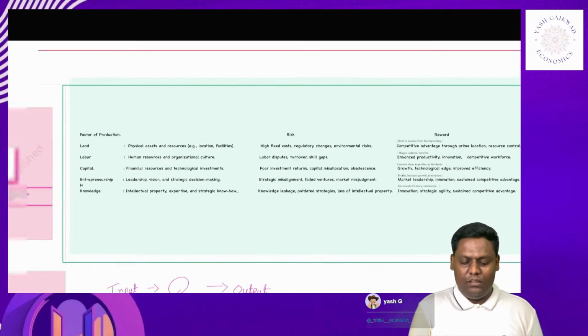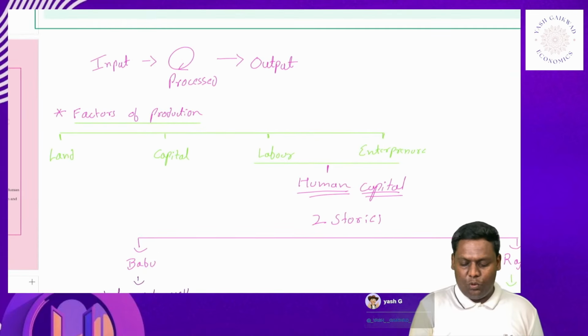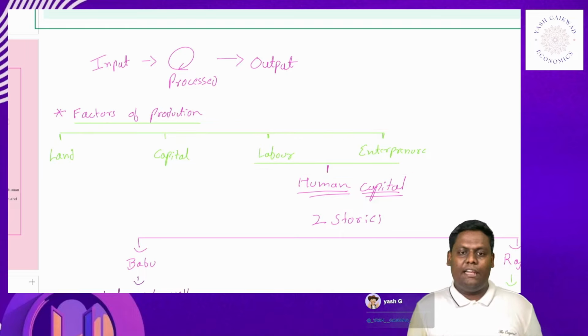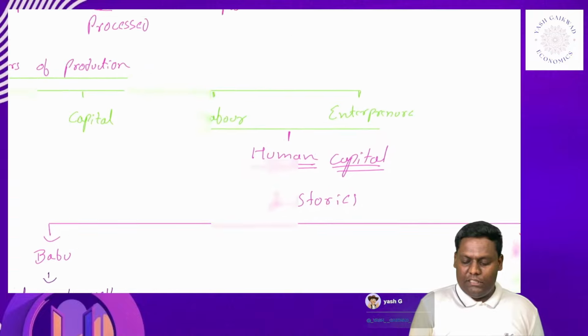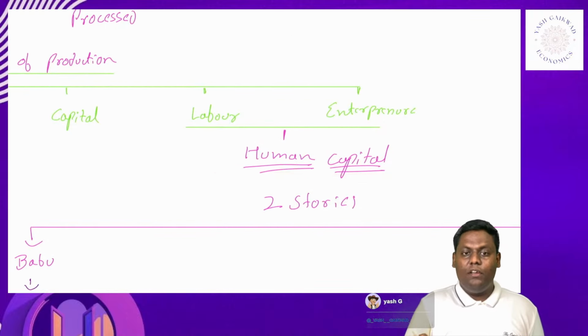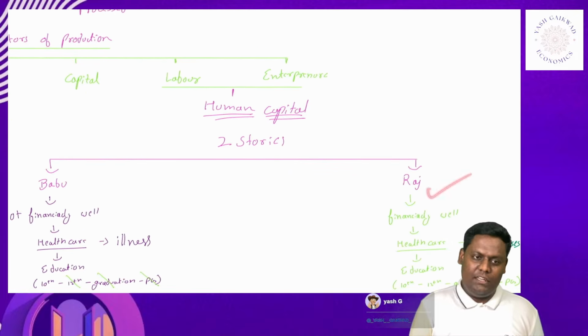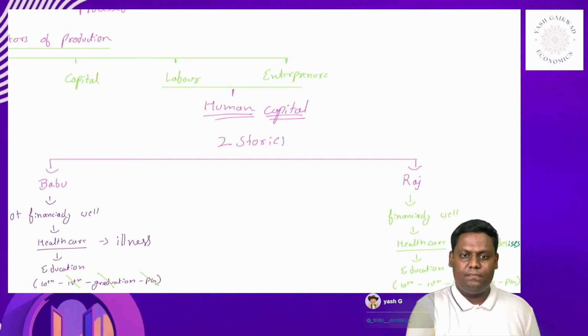Now, what was the need to look at the factors of production? If you look at our four primary factors, you'll find that two, labor and entrepreneur, are nothing but human beings. This is what we term as human capital formation. Before we move into this chapter, let us understand two stories, the story of Raja and the story of Babu.